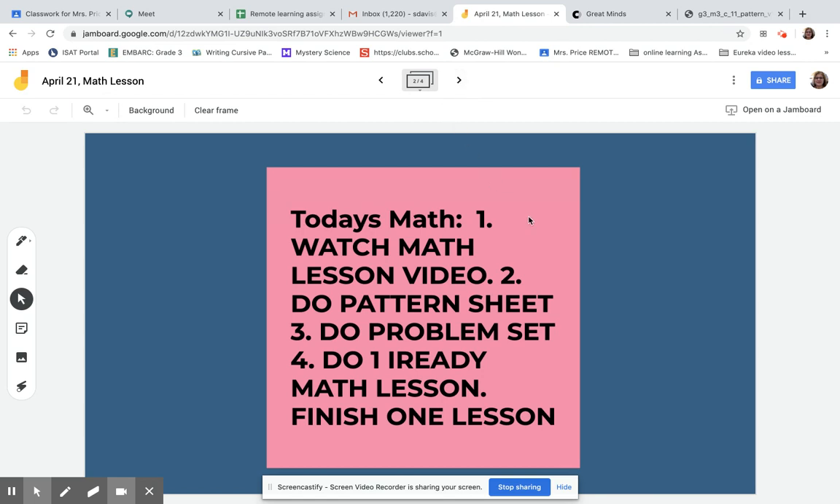Number two, I want you to do the pattern sheet, clear to the bottom. Don't stop, don't time yourself, just go all the way to the bottom and do all of the problems on the pattern sheet. And number three, you're going to do the problem set. And number four, I want you to do one iReady lesson. You've got the iReady app on your iPad. Complete one lesson.